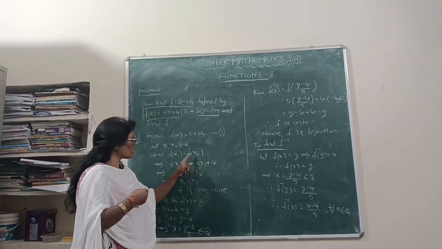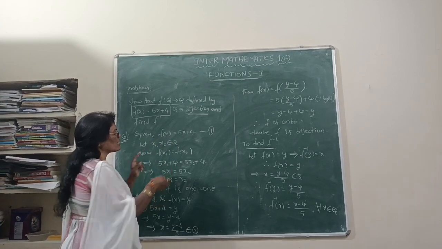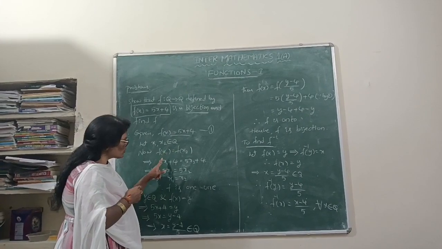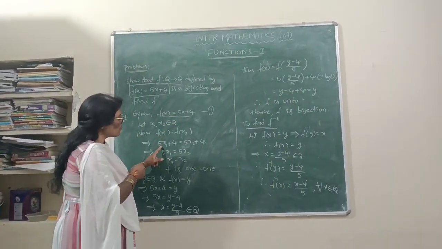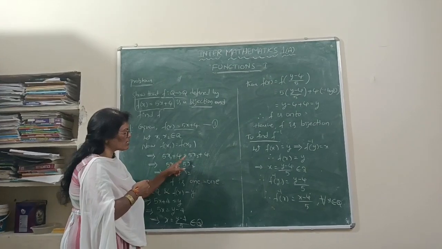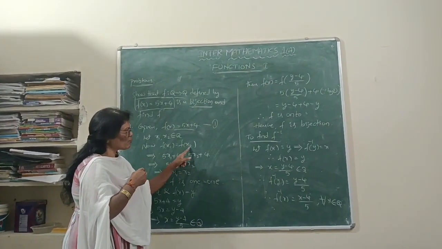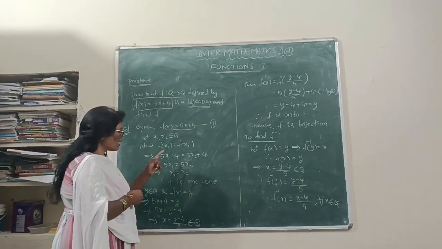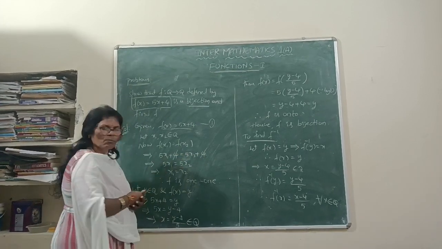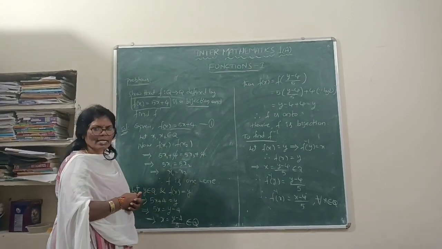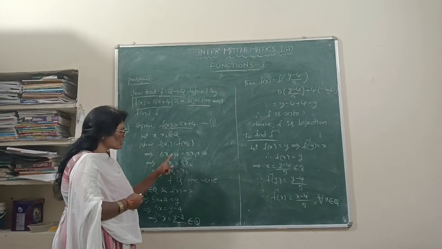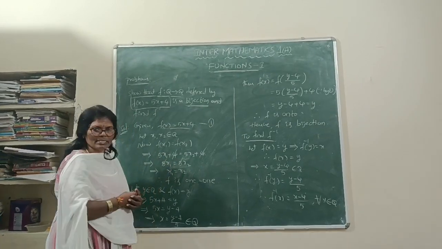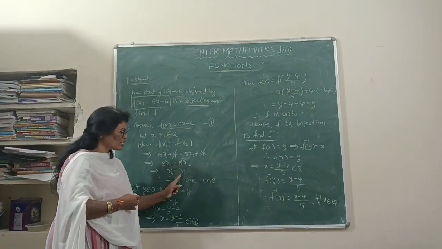Here f of x1 is equal to f of x2, where f of x is 5x plus 4. So we can write 5x1 plus 4 on the left, and on the right hand side f of x2 means 5x2 plus 4. On both sides plus 4 is there, so 4 gets cancelled. What is the remaining term? 5x1 is equal to 5x2. And again on both sides 5 gets cancelled. Remaining, x1 is equal to x2.